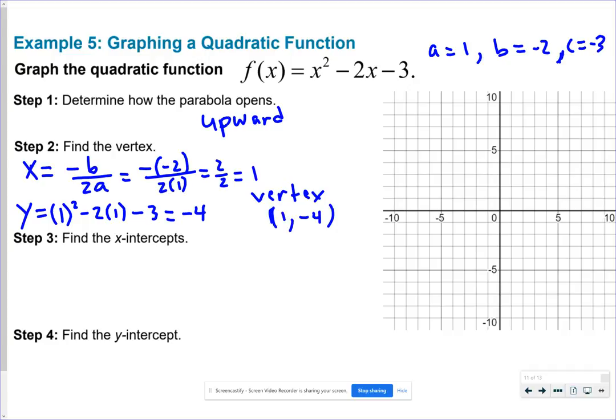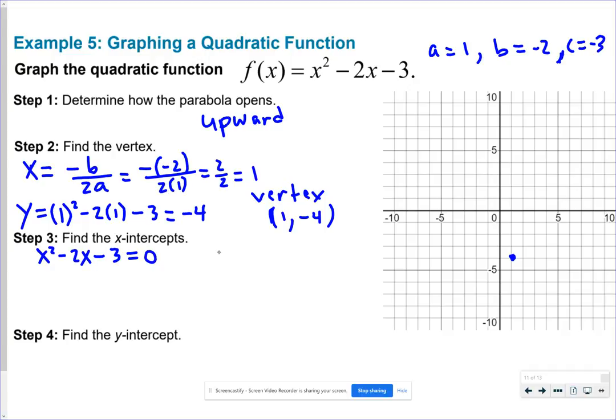I'm going to go ahead and put that on my graph. 1, -4 is right there. Okay, now I'm going to find the x-intercept. So I'm going to remember that x-intercepts happen when y equals 0. Here's my formula that calculates y. I need to know when that is 0, which x values give me an output of 0. Here's my formula for calculating output.